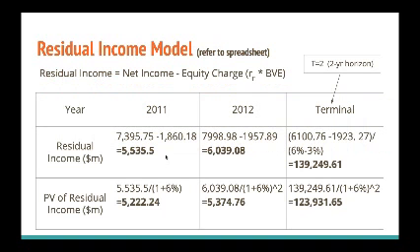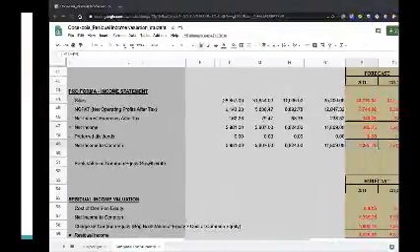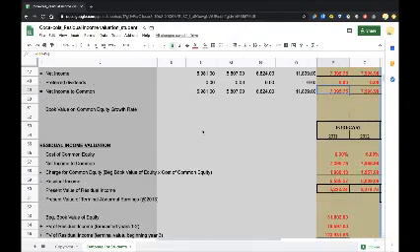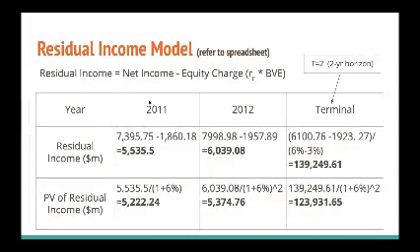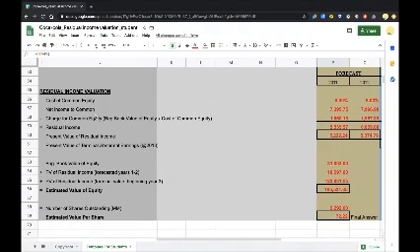And next, lastly, we'll be moving on to the residual income model, and this will help us to determine the residual income for the respective years. Before we can arrive at residual income, we need to know the formula: residual income is net income minus equity charge, and equity charge is cost of equity multiplied by book value of equity for the year. So we have to find out what the equity charge is for that year.